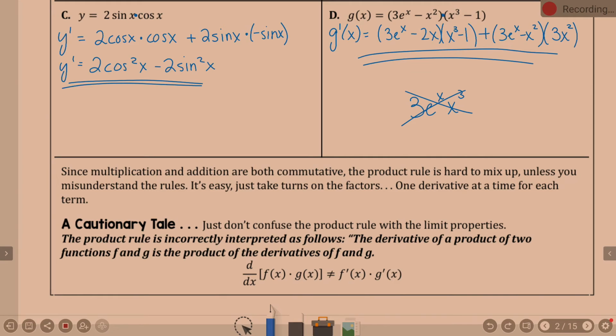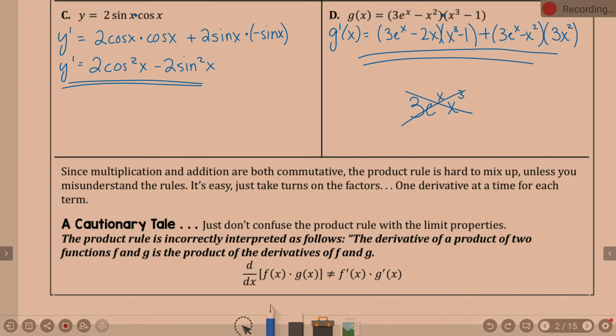Since multiplication and addition are both commutative, the product rule is hard to mix up. Unless you misunderstand the rules, it's easy to just take turns on the factor, one derivative at a time for each term. Okay, and I know you guys are probably, for the most part, kind of following me there, but you'll figure it out as you go, right? And you get to work on your own. One derivative, keep, and then plus, and then flip-flop. Okay?